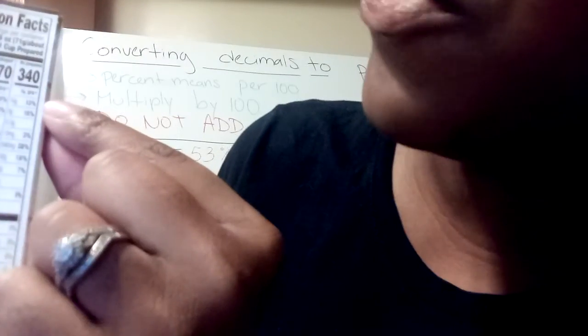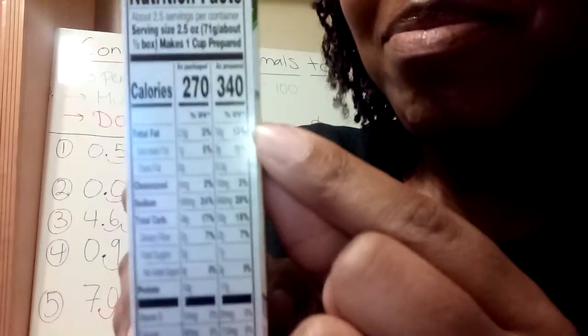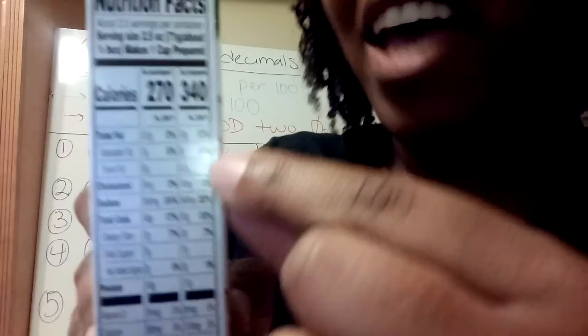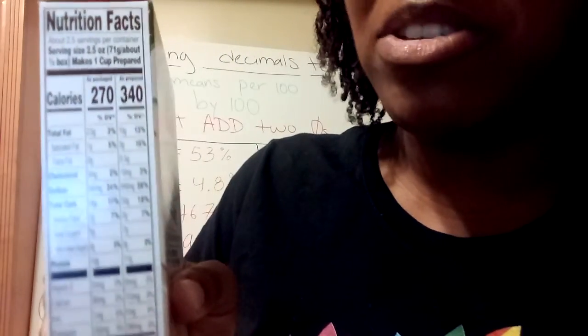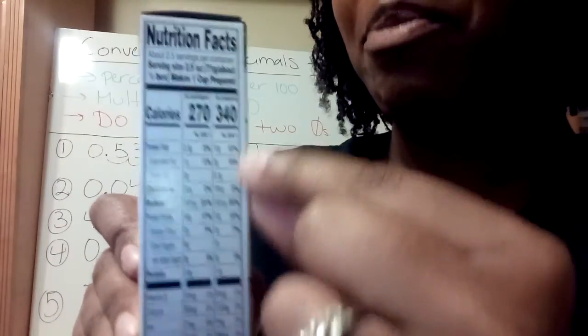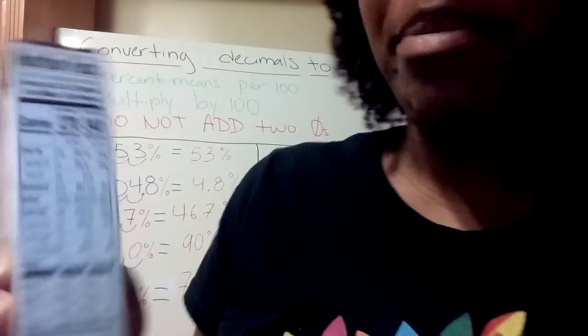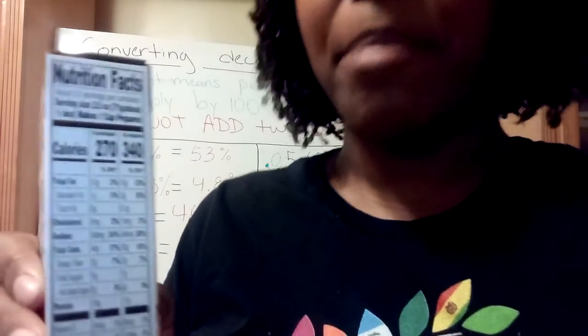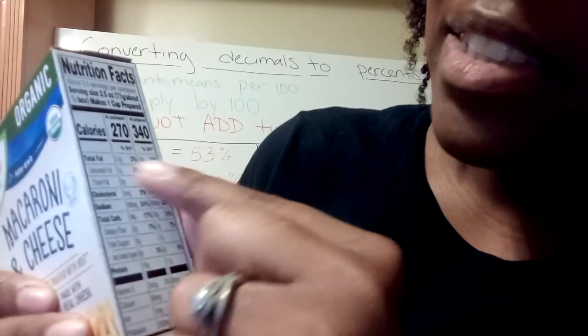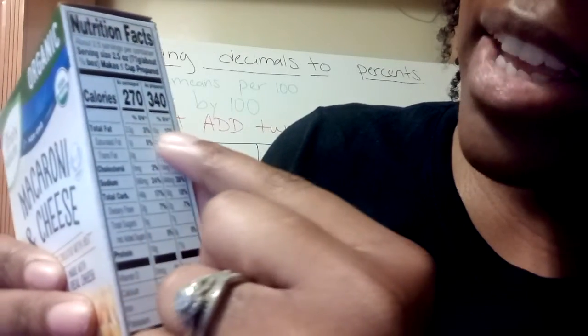All right. So, on this side, you're going to notice that there's a bunch of percents that correlate to the percent of the daily value that's recommended by like the FDA, I believe. So it says, for example, total fat in this is 13% prepared.